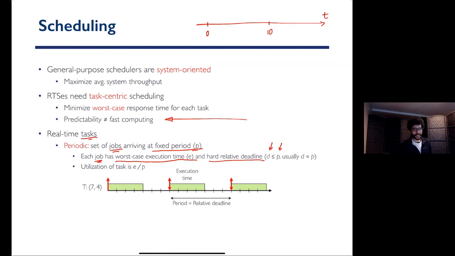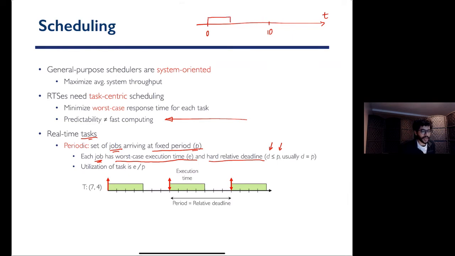And if the execution time of my job is more than 10, then I'm in trouble, right? Because I'm going to run this task and this job, and before I finish it, another one comes, and before I finish that one, another one comes. So I'm going to have a lot of jobs that I haven't finished. So the execution time is often less than the period. So the deadline should also be less than the period, right? Usually.